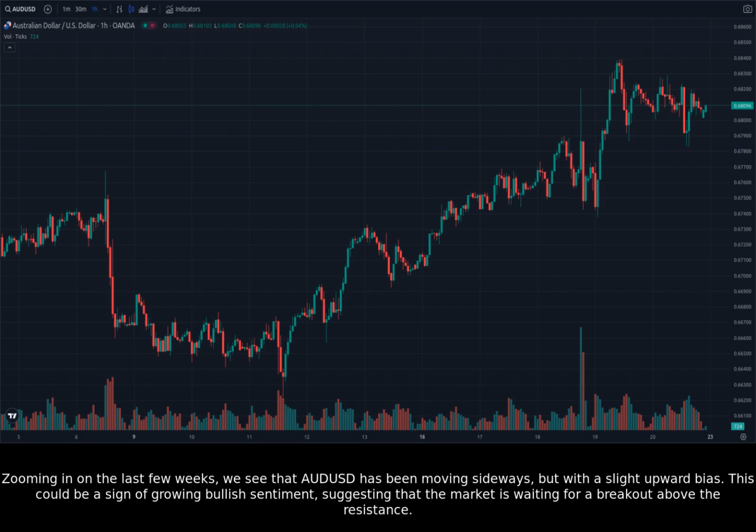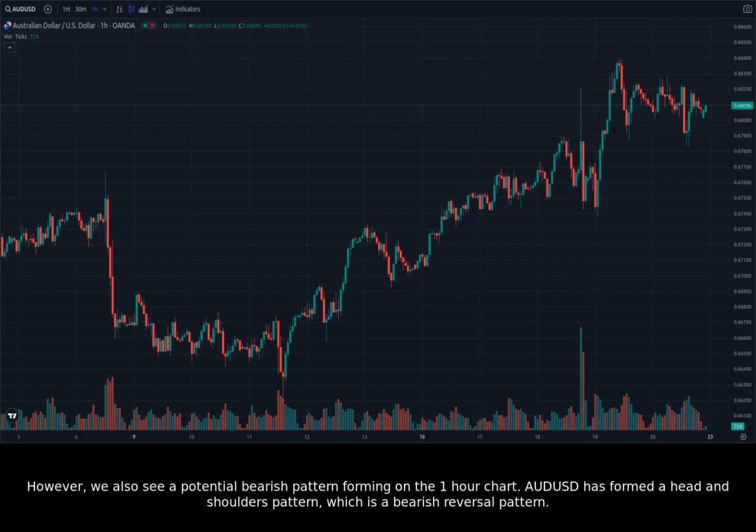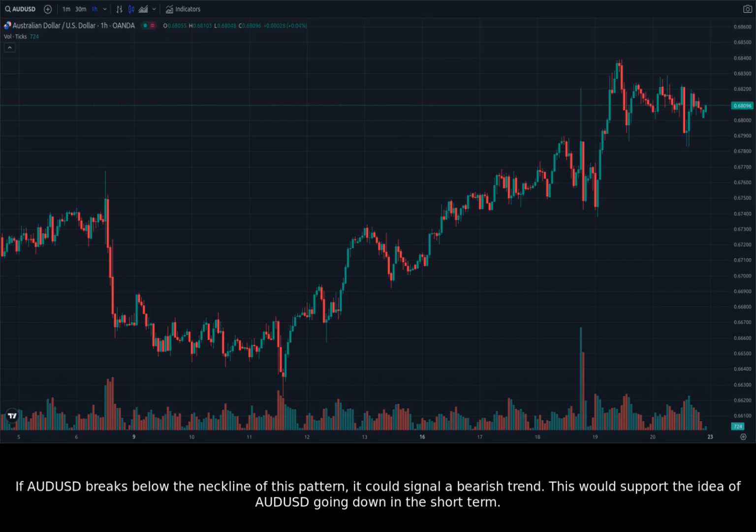the resistance. However, we also see a potential bearish pattern forming on the 1-hour chart. AUDUSD has formed a head and shoulders pattern, which is a bearish reversal pattern. If AUDUSD breaks below the neckline of this pattern, it could signal a bearish trend. This would support the idea of AUDUSD going down in the short term.